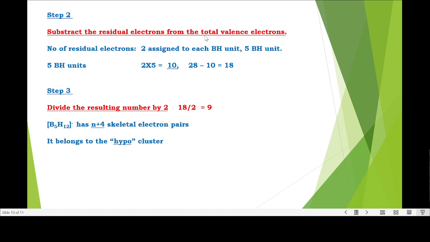Subtract the residual electrons from the valence electrons, that is step 2. So here we have 5 BH units, so 10 electrons contributed by BH units. 28 minus 10 is 18. Step 3, we need to divide the number by 2. Here we got 18, so that divided by 2 is 9. We have 5 boron atoms, so it belongs to n plus 4 skeletal electron pairs. It belongs to a hypho cluster.